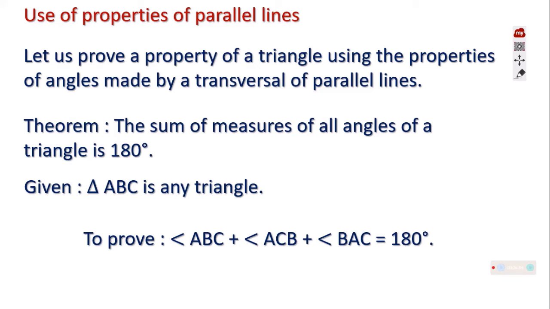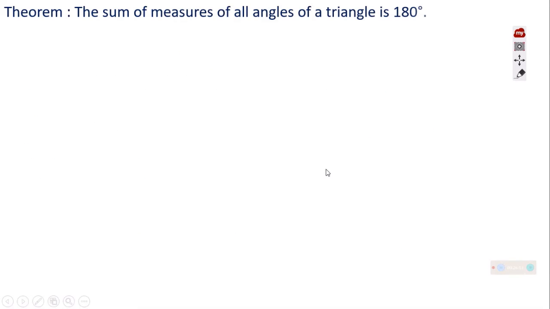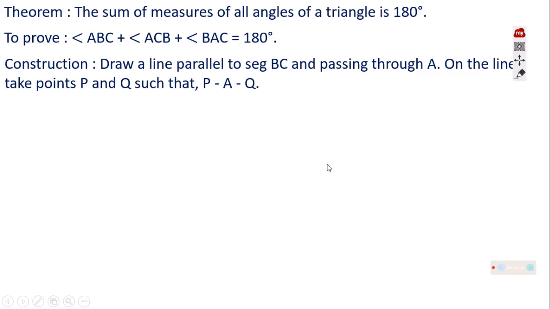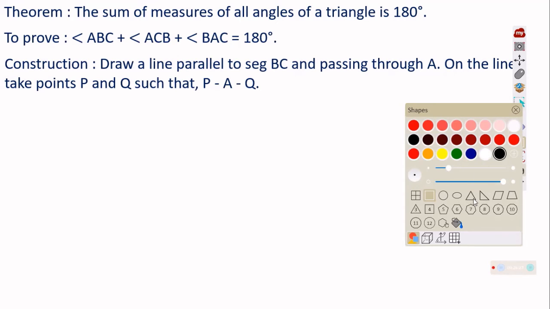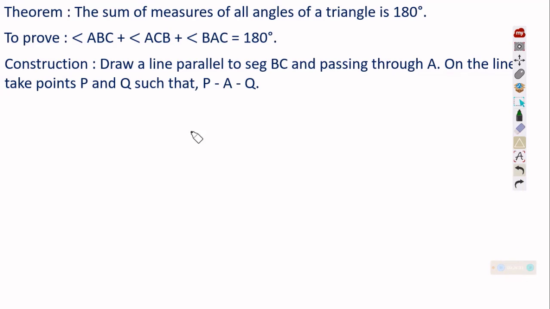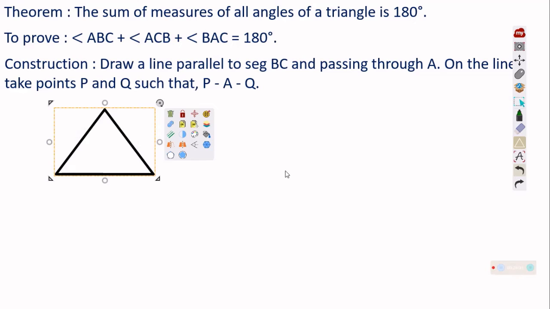We can prove it in another way also, but as the chapter is about parallel lines and transversal, we are asked to prove that the sum of the measures of all angles of a triangle is equal to 180 degrees. How can we do that? We need a triangle for that first, correct? Let me have a triangle here on the screen. Let this be the triangle. Now let me name the triangle as they have given it, ABC.